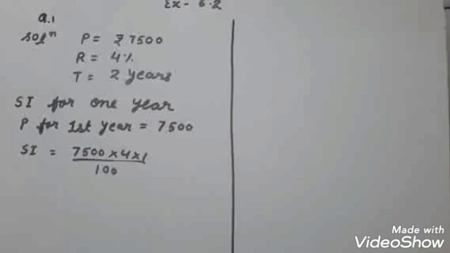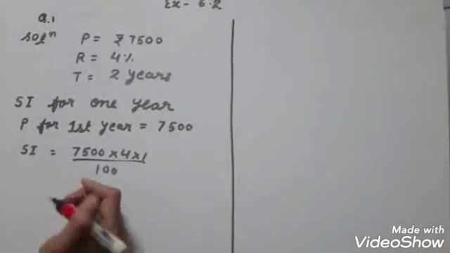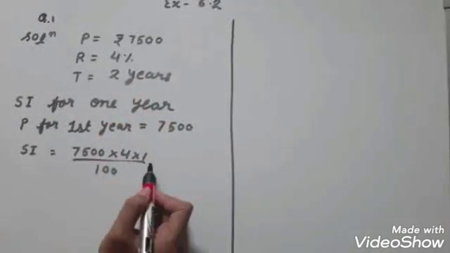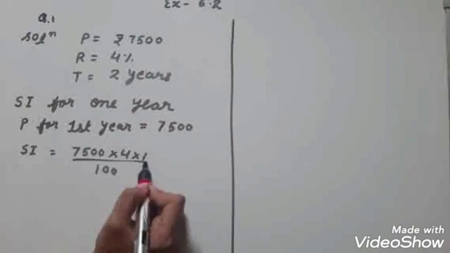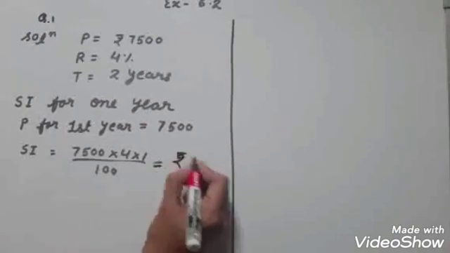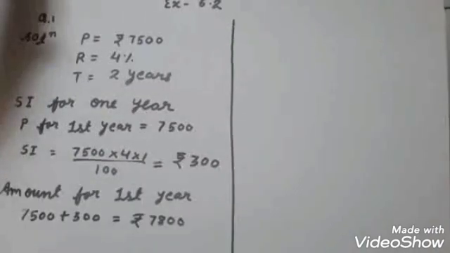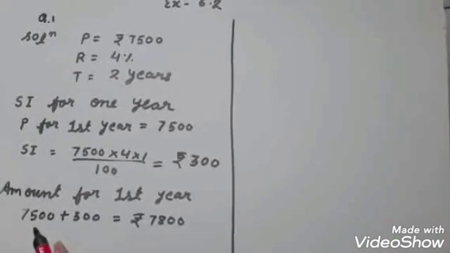So here we are using the formula of simple interest. Principal is same 7,500 for first year. Rate is same 4% and because we are calculating it for 1 year, so time is 1 year. So after calculation we will get rupees 300. Now we will calculate amount at the end of the first year. So for finding amount, we add principal and simple interest. Principal is 7,500, interest is 300. So amount after first year 7,800.